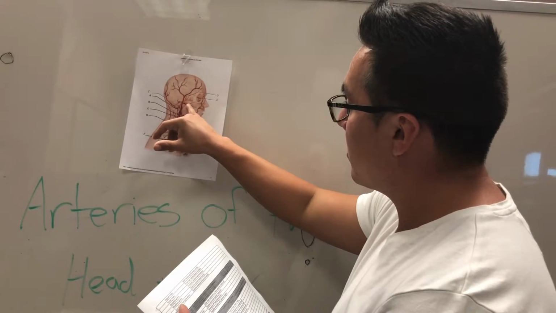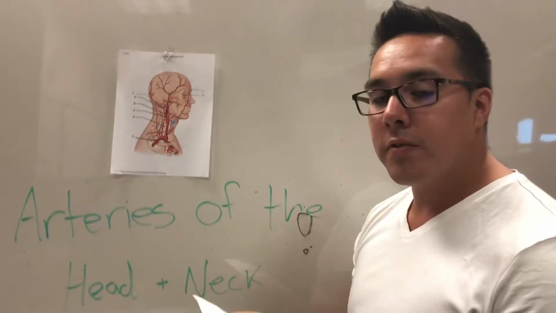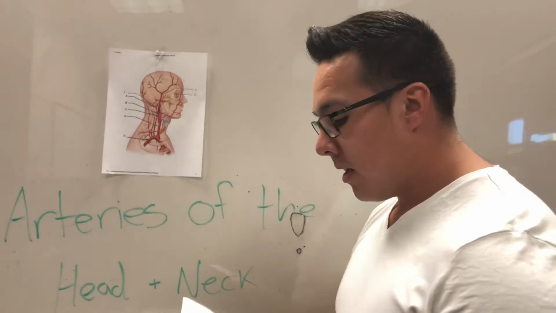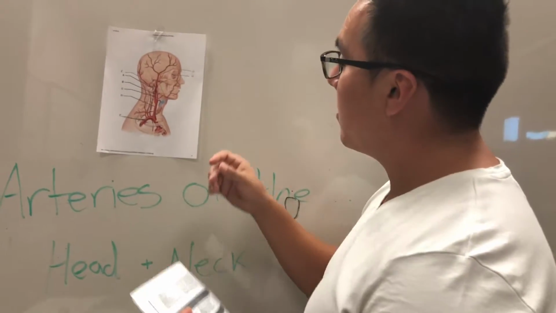As we can see, it's more internal in this diagram. And last but not least, we have the superficial temporal artery. The superficial temporal artery is superior extension of the external carotid.